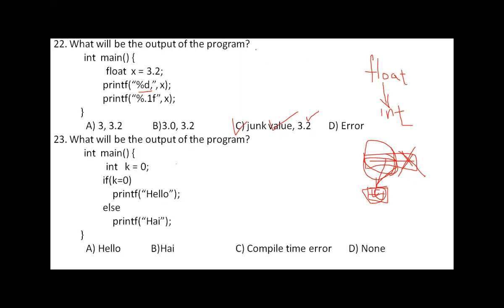Don't get confused here. When all the syntax is correct, there is no compile time error. So then you need to evaluate this statement clearly. Now see, int k is equal to 0. If k is equal to 0, printf hello, else printf hi. There is no syntax error, which means there is no compile time error.